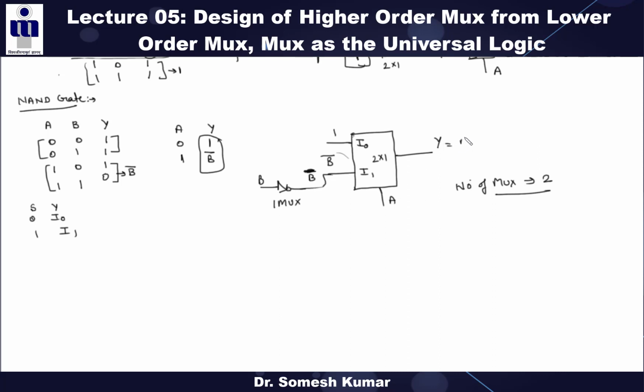You can write the expression for this: A bar dot A and this A B bar. So this comes to A bar plus B bar. This is nothing but AB whole bar. So this is your NAND gate. So 2 2:1 mux are required to implement this NAND gate. Next comes the NOR gate. So you know the truth table of your NOR gate.